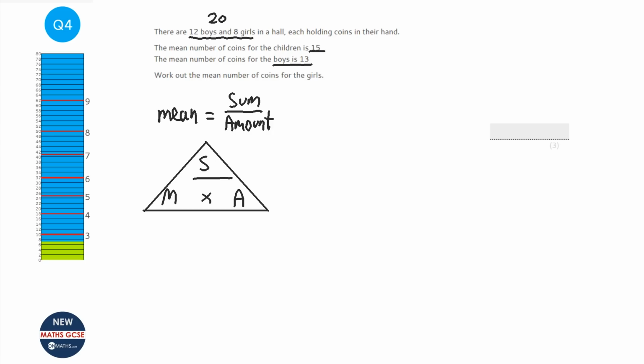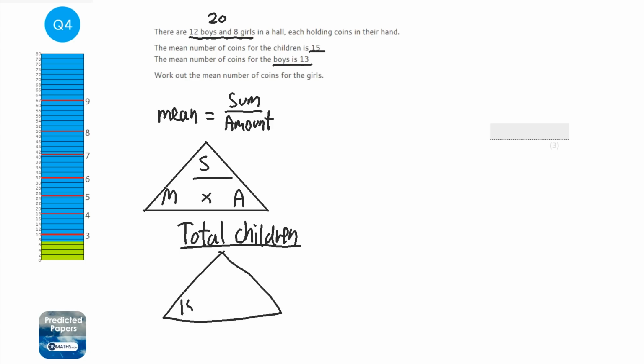Okay, so where do we start? Well, it would be helpful to work out how many coins there are in total. So if I look at the triangle there, let's write down total children. I'm going to try and show my working out as I go. We know that the mean of all the children is 15. So in my triangle, I've got 15 for the mean. We know that there are 20 children in total, and we can work out the sum by multiplying those together. So we're going to do 15 times 20. So there's 300 coins altogether.